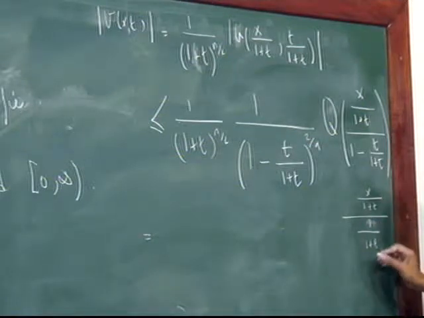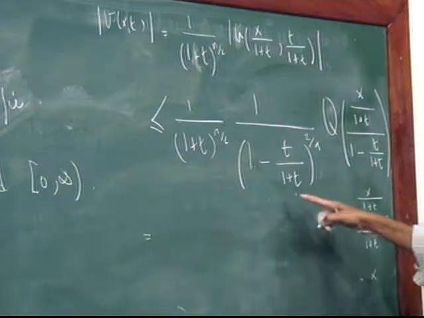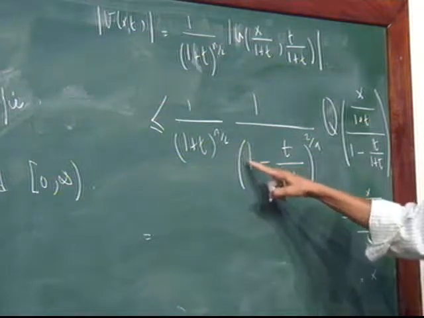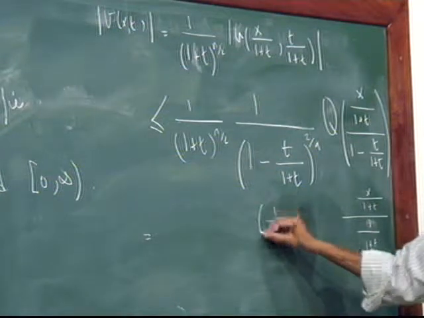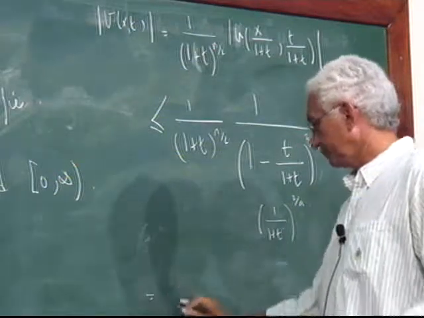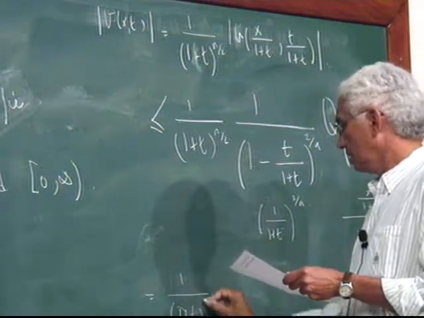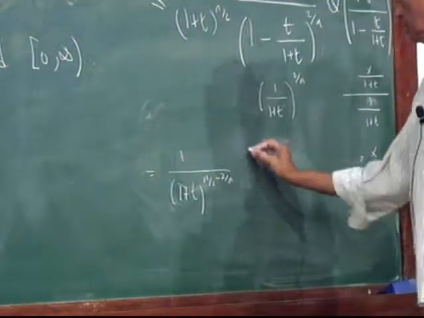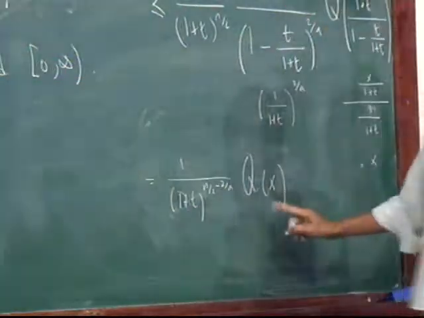Therefore, all this is x over x only. Then all this, and this one is 1 minus t, this is 1 over 1 plus t, all this to the 2 over a. Therefore, all this will be equal to 1 over 1 plus t to the n over 2 minus 2 over a, Q of x. Then this function b is controlled this way.